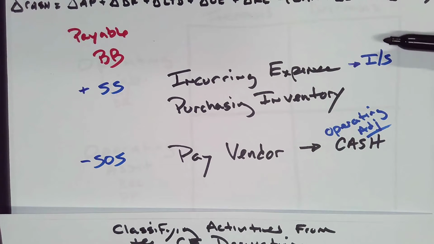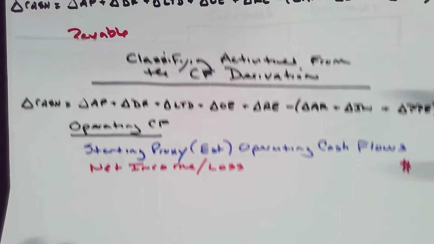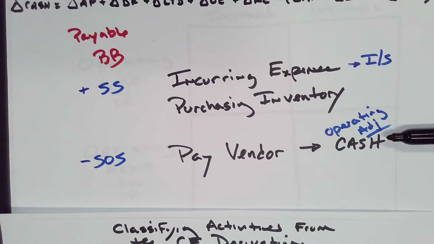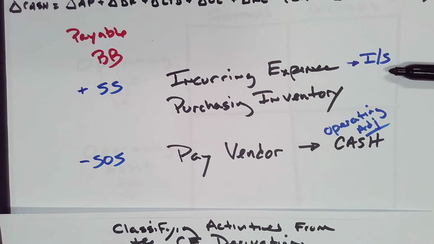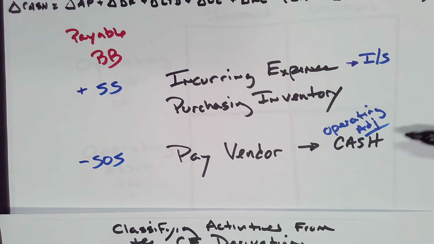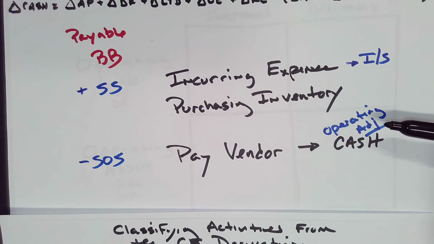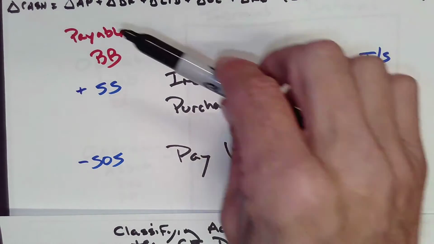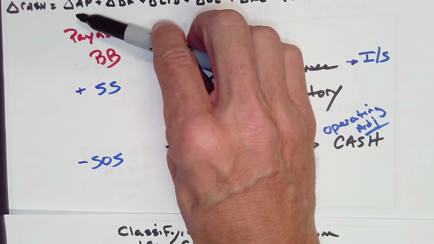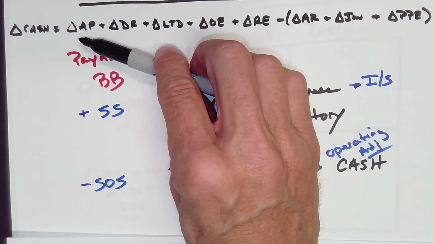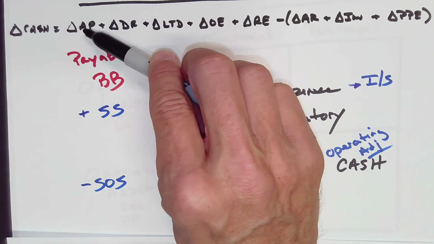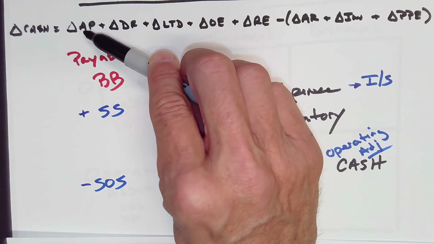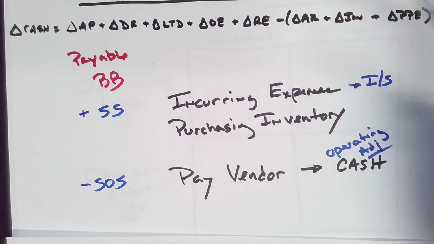If the net change goes down, that means I paid more employees and paid more vendors than I incurred in expense. Well, I need to capture that change in cash. So when it decreases, I need to decrease the proxy because it should be a negative accounts payable. That's going to have a negative effect on cash.